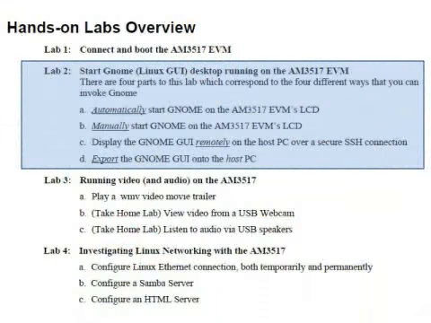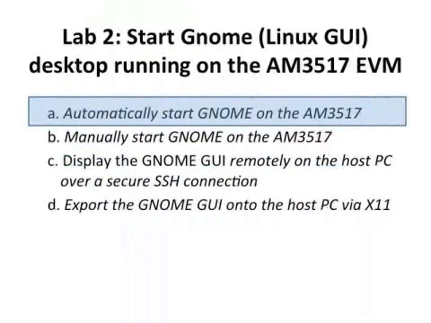In Lab 2, we'll explore the GNOME desktop environment running on the AM3517. We'll begin with Part A, where we'll start GNOME with a boot argument in U-boot. This is how the environment is typically started, and it's the simplest method. However, it does not give much insight into the interactions between the display manager and desktop environment, which is why we'll explore the topic further in Parts B through D.